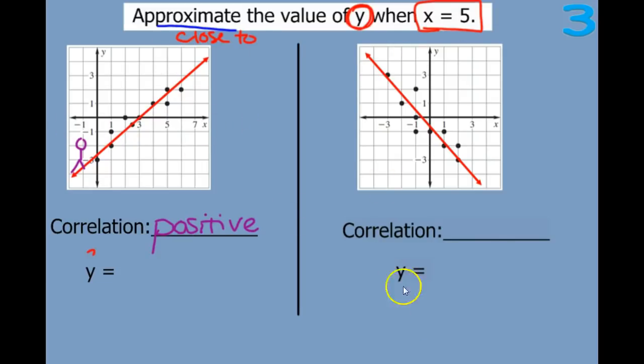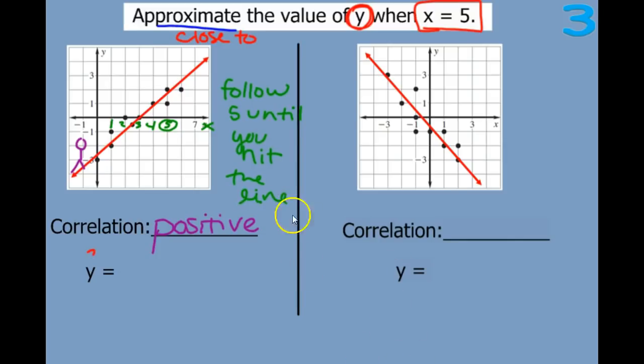So on this line, I can figure out where x is 5. Here's my x-axis. Here's 1, 2, 3, 4, 5. Wherever I see the number 5, I'm going to follow that line up or down until I hit the line. Could be up or could be down, okay? This first one, the line's up here, so we're going to go up. Oh, I hit the line.